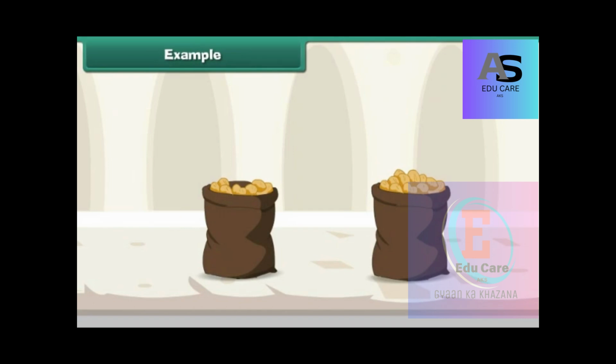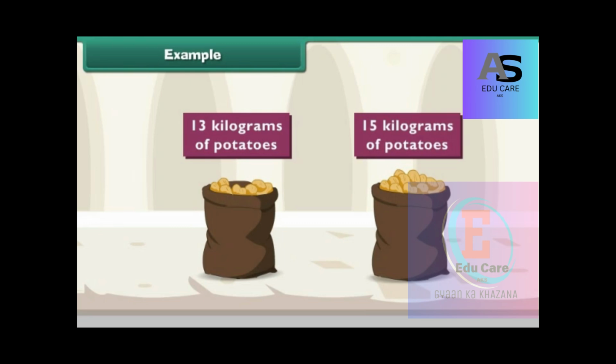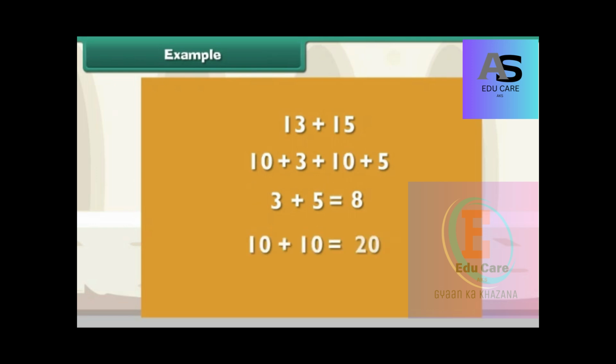Example. A sack contains 13 kilograms of potatoes. Another sack contains 15 kilograms of potatoes. How many kilograms of potatoes are there in all? To find the total quantity of potatoes, we must add 13 kgs and 15 kgs. Break the numbers into tens and ones. Write 13 plus 15 as 10 plus 3 plus 10 plus 5. 3 plus 5 is equal to 8. 10 plus 10 is equal to 20. 20 plus 8 is equal to 28. 28 is the answer.